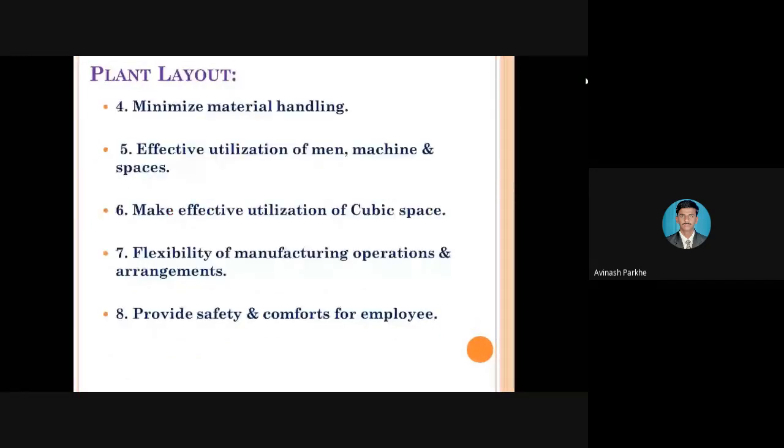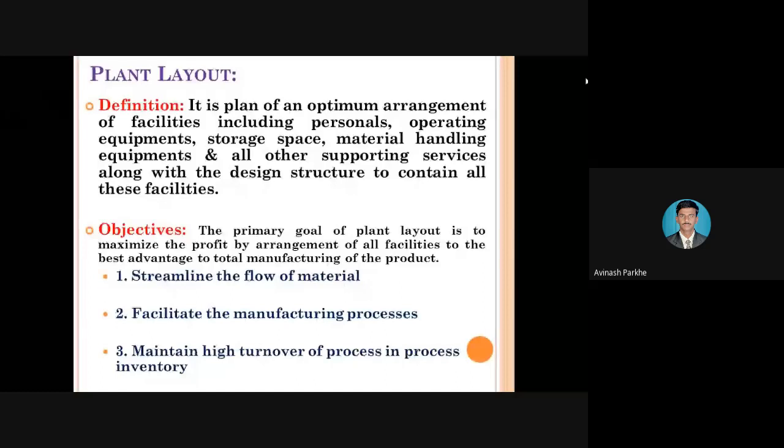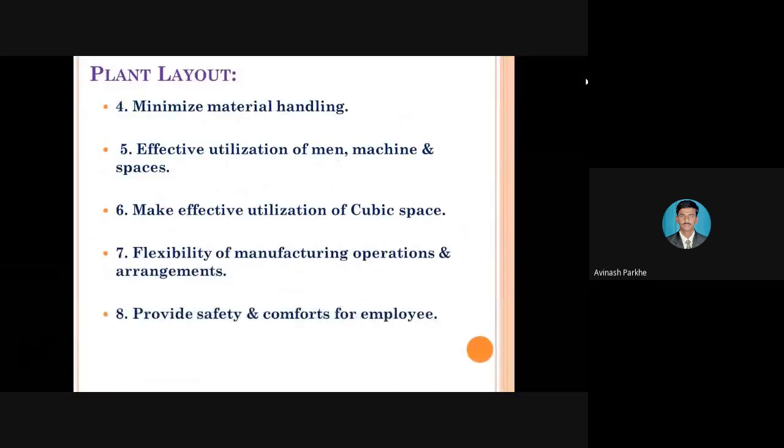To streamline the flow of the material, facilitate the manufacturing process, maintain high turnover, minimize material handling, efficient utilization of man and machine, then make effective utilization of the cubic space. Like that, a total of 8 objectives should be satisfied by that particular plant layout.